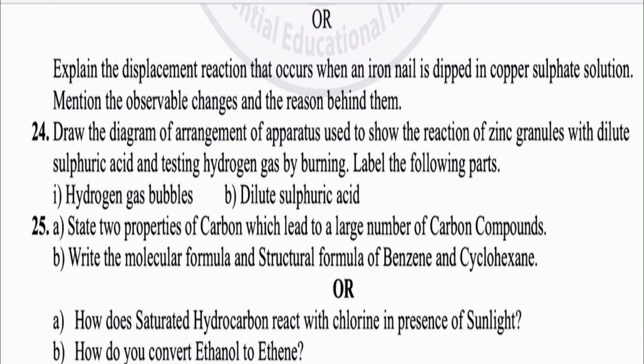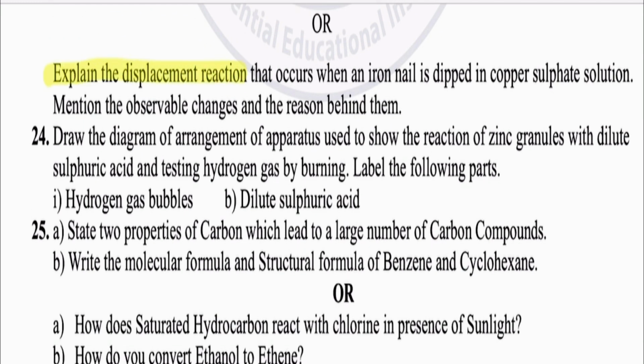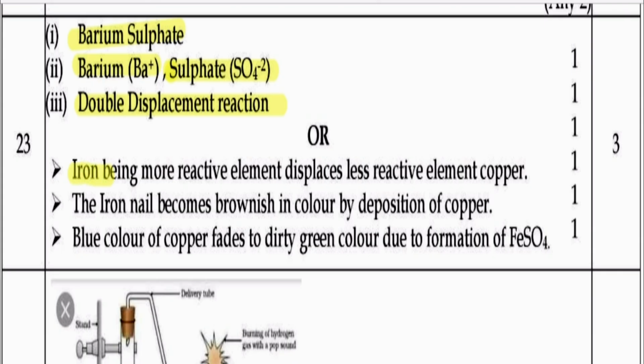Next optional question is, explain the displacement reaction that occurs when an iron nail is dipped in copper sulfate solution. Mention the observable changes and the reason behind them. See, iron being a more reactive element displaces the less reactive element copper. The iron nail becomes brownish in color by deposition of copper, and the blue color of copper sulfate fades to a dirty green color due to the formation of FeSO4.